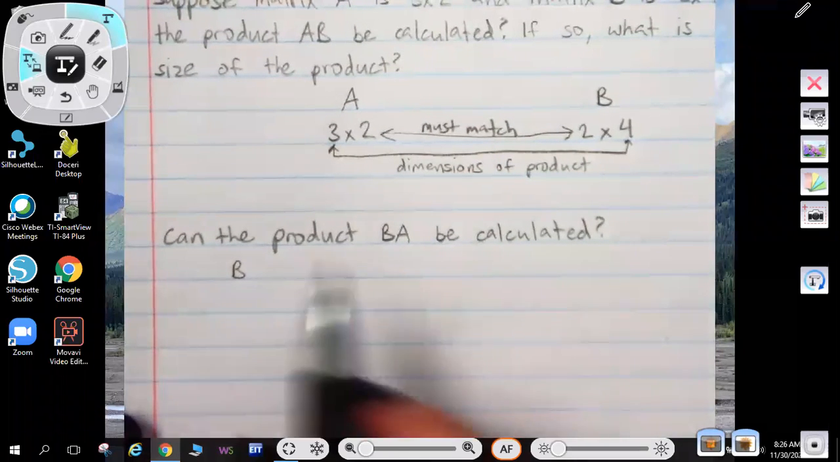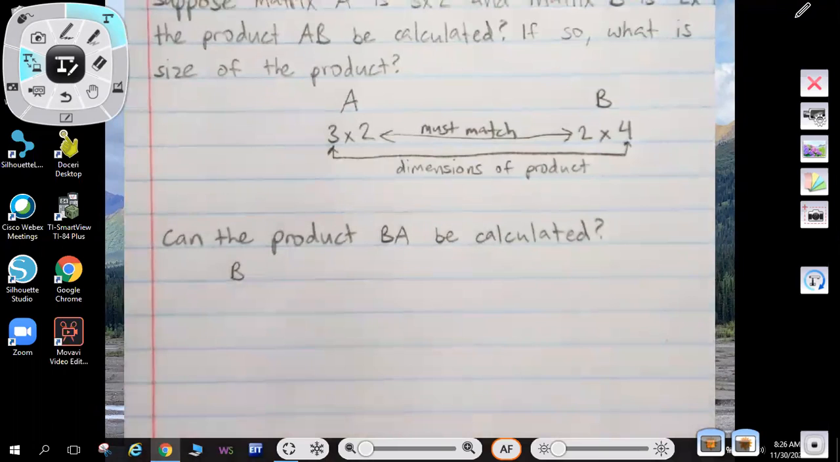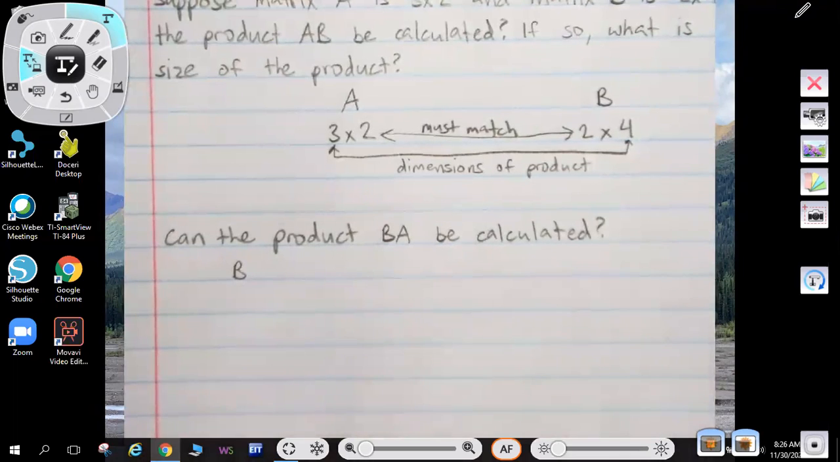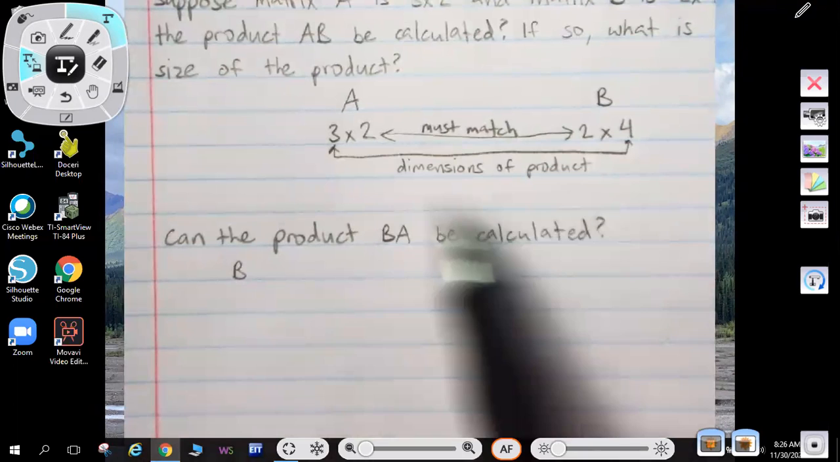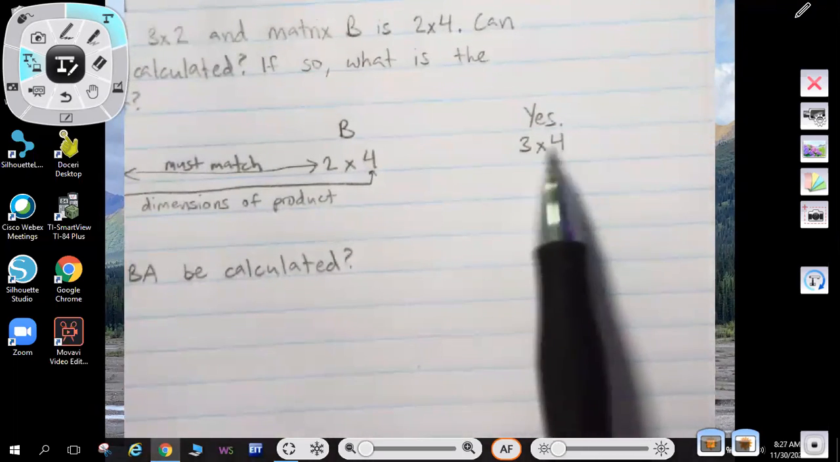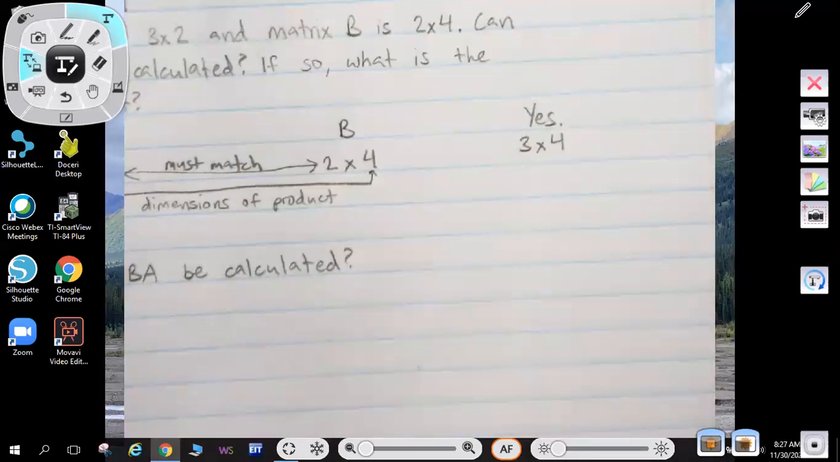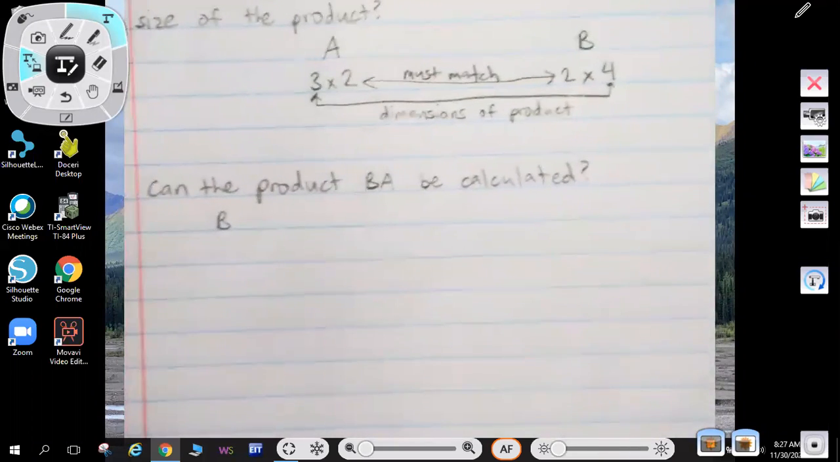I'll give you a second. Okay, what was the answer for the first one? I know it was yes, but what was the explanation? The dimensions of the answer are going to be a 3 by 4. I just put 3 by 4 under yes.